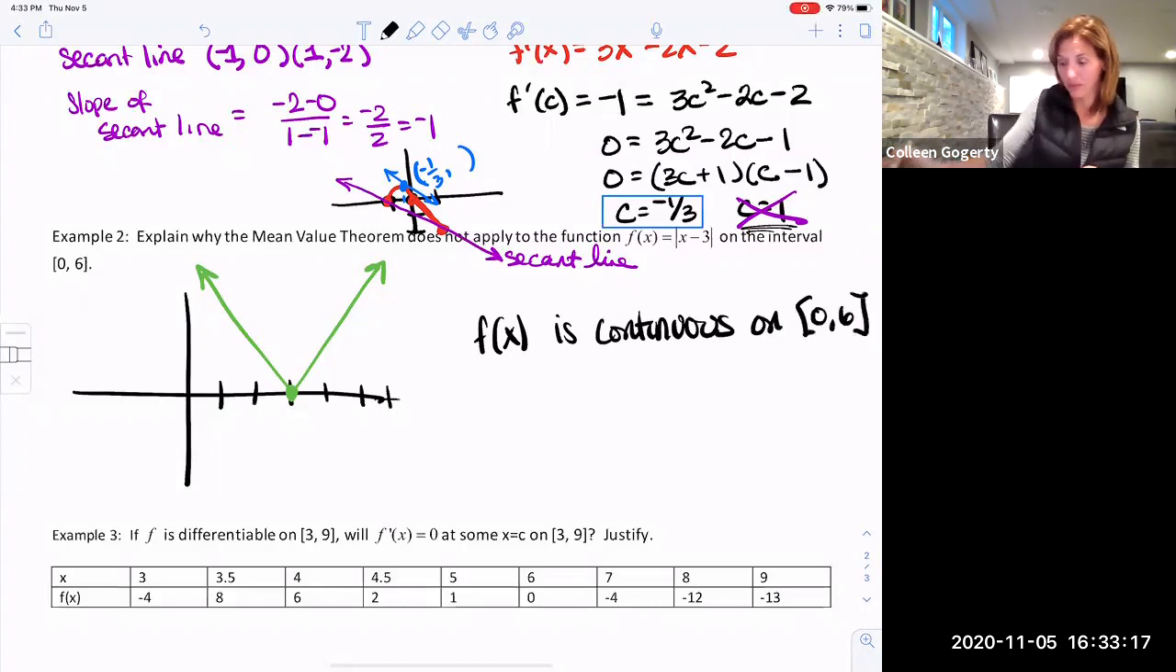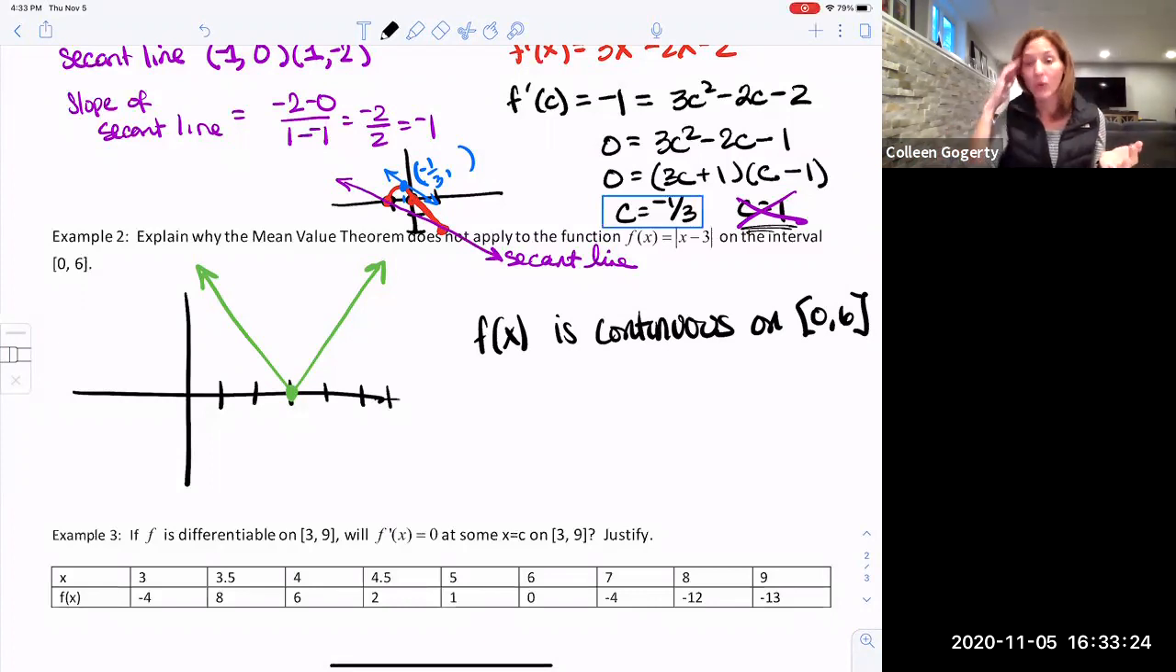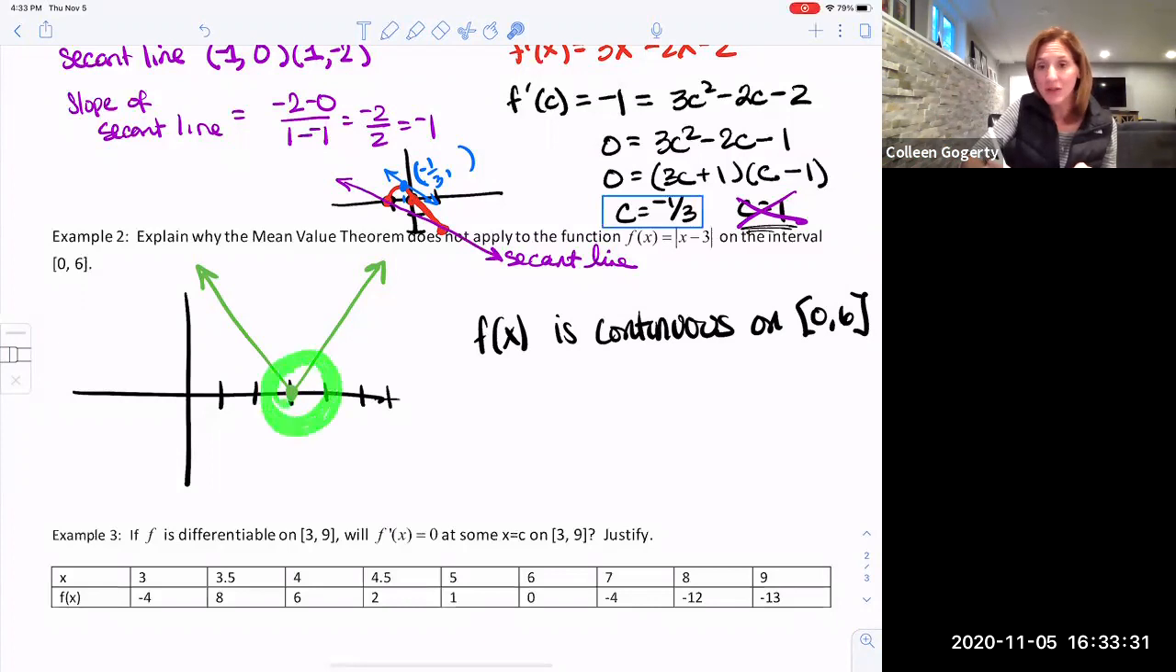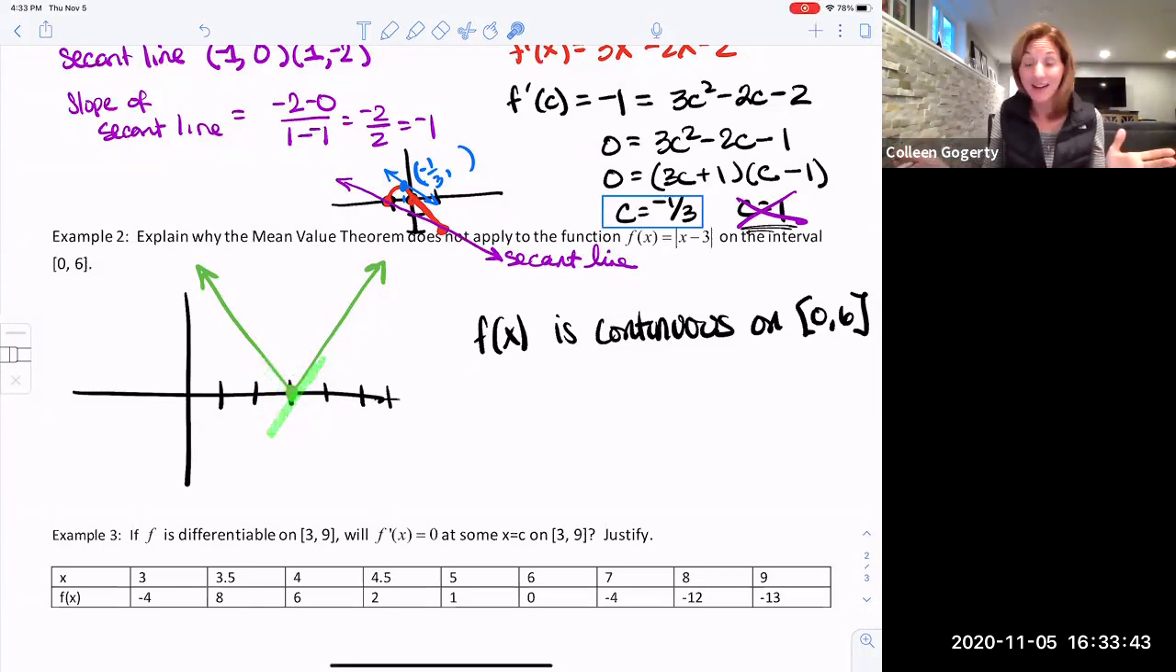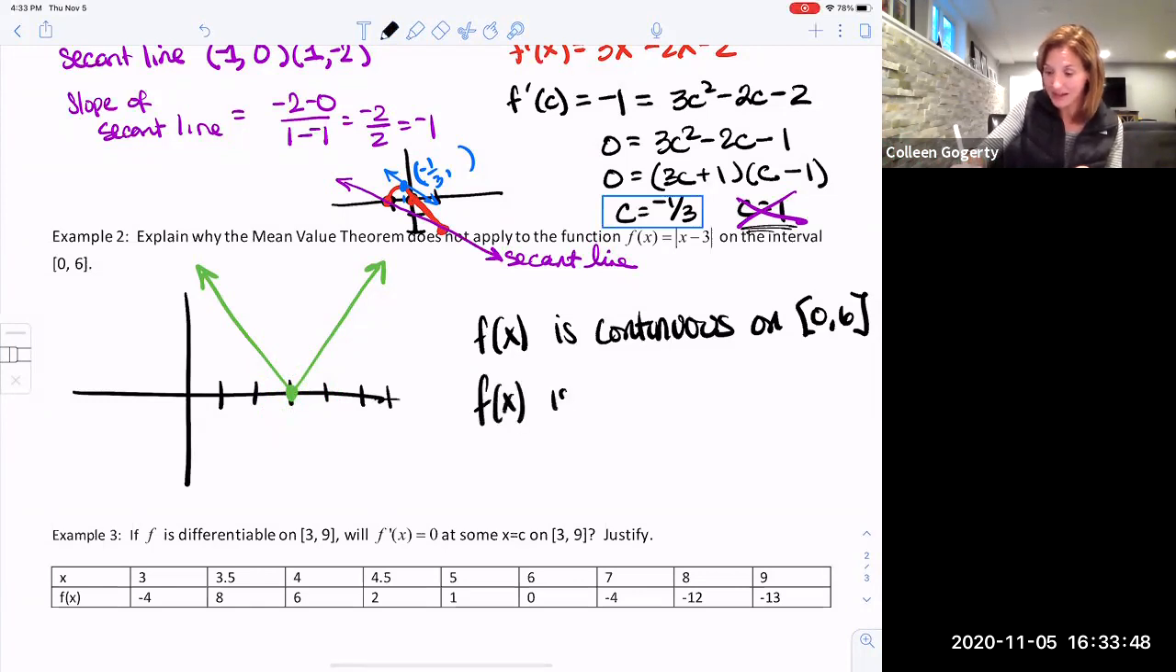That's no problem. But is f of x differentiable? Okay, where do we have a problem with the limit of our instantaneous rate of change from both sides? And that's happening right around here. In order to be differentiable, remember, smooth and continuous, this sharp edge is causing a problem because the slope from the left of 3 and the slope of the right of 3, they're not equivalent.